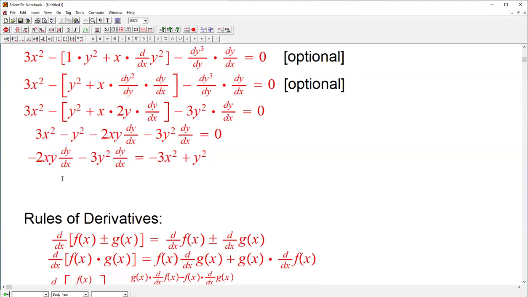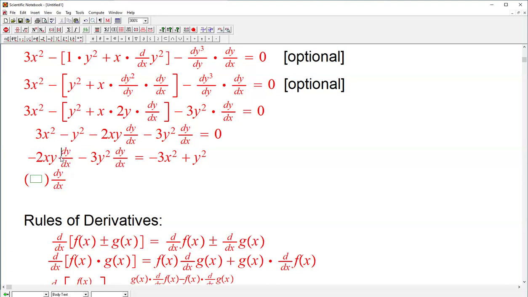And on the left-hand side, I'm going to factor out the dy dx. After dy dx is factored out, we have 2xy. There's a negative sign in front of it, so I'm going to factor out the negative sign as well, and that will be 2xy plus 3y squared. So these are purely algebraic.